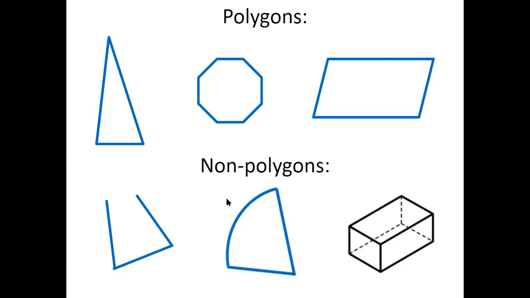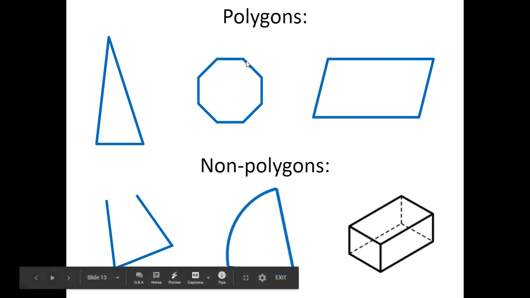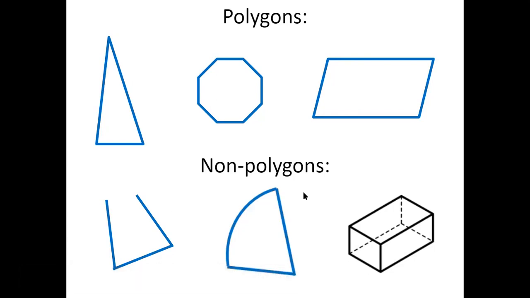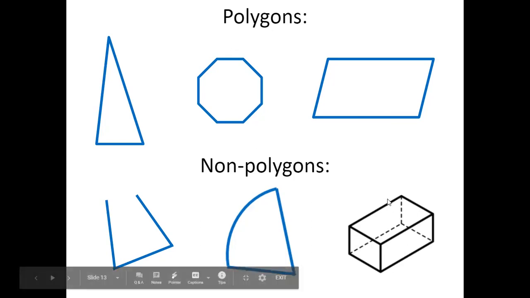If we look at the second example, we know that this one has a curve. In comparison to the three shapes up here, this curve makes it a non-polygon, because polygons should have straight sides only. Looking at the third example, there's a major difference between these two, and we learned it before when we discussed dimensions. This image right here is 3D, this image up here is 2D, so we know that polygons must be 2D.